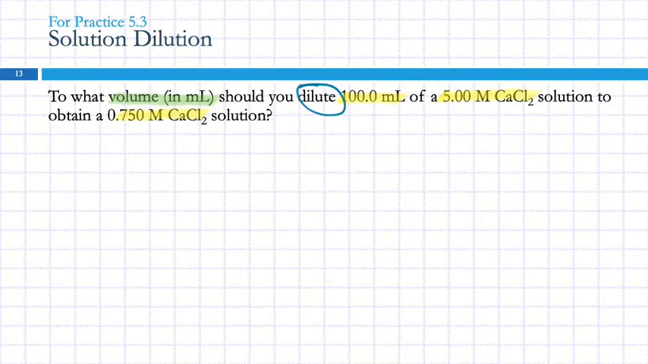So here we have that word dilute, and we also have the same chemical that we're starting with and ending with. This is not a chemical reaction where we're trying to figure out how much calcium chloride would produce this much calcium or chlorine gas or something. It's a single compound, and we're just diluting the solution. So we can use M1V1 equals M2V2.